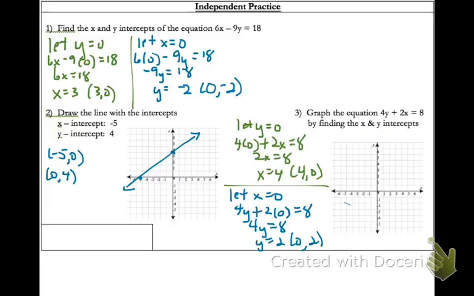And then finally, we've got on number 3, the x-intercept of 4, 0, so let's plot that, and then the y-intercept of 0, 2. So 0, 2. And then let's just draw that line. And there's the graph of 4y plus 2x equals 8.